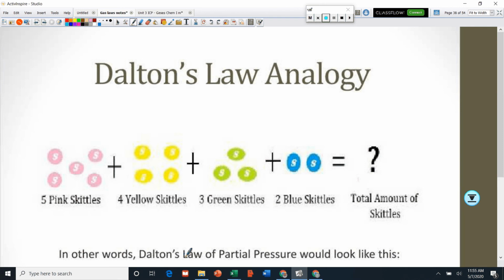Using this analogy, I have five pink Skittles, 4 yellow Skittles, 3 green Skittles, and 2 blue Skittles. I can determine the total amount. So I have 5 plus 5 is 10, so there are 14 total Skittles in this, if I did my math right.